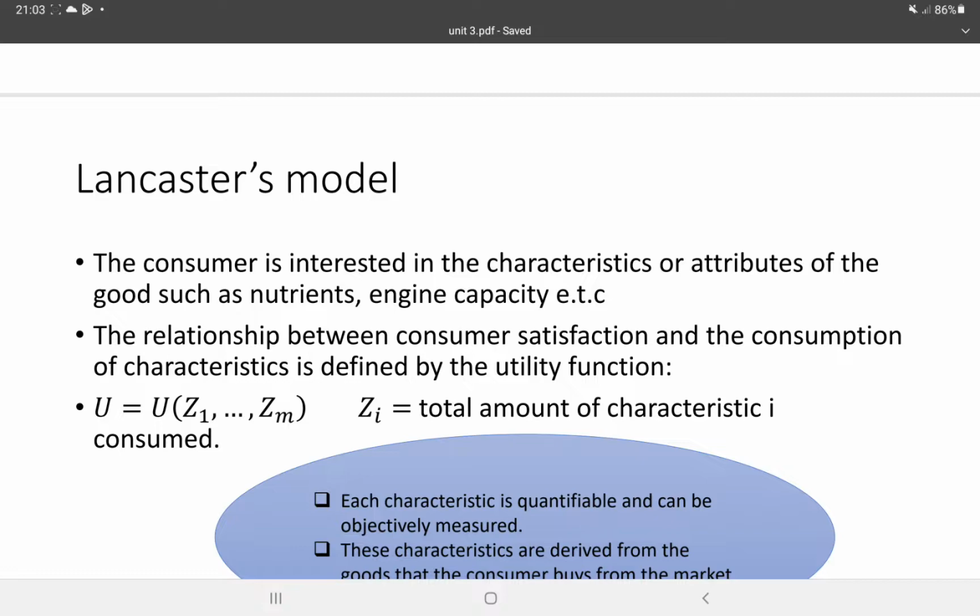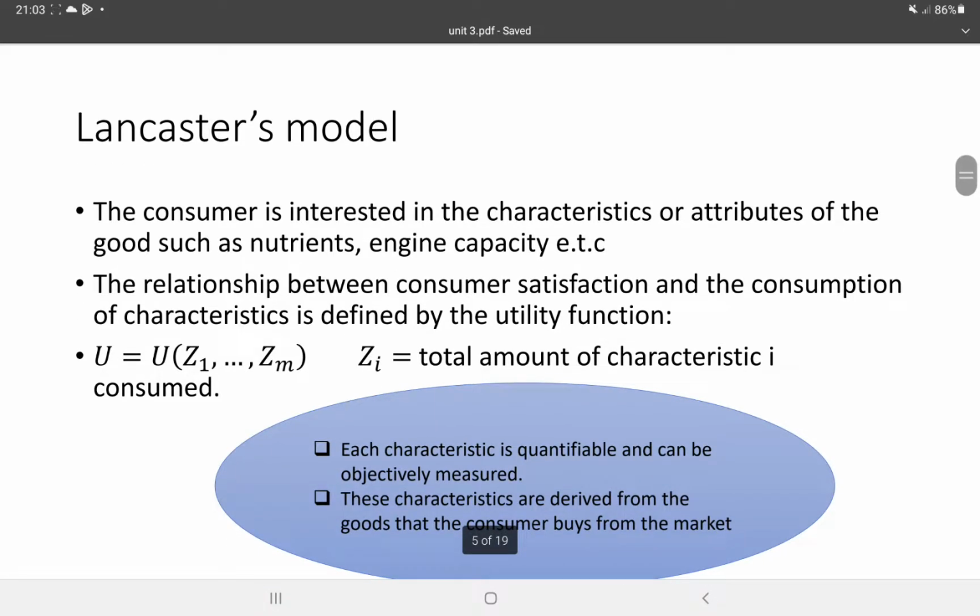It could include things such as, let's speak for a food product, what are some of the nutrients that are available in there? All right. If it could be a car, what's the engine? What's the engine model? What's the capacity of this? What are some of the attributes and characteristics of this particular commodity? And that is the focus of the Lancaster's model.